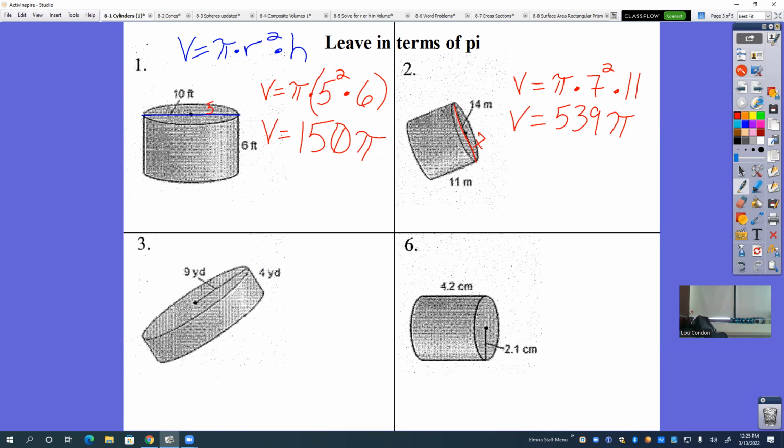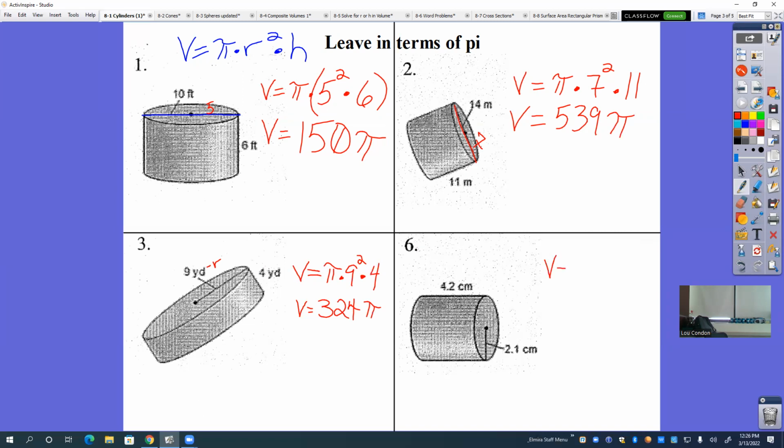Next one, V equals. This time it only goes halfway across the circle, so that is the radius. So V equals pi times 9 squared times 4. Plug that into your calculator, and you get 324 pi would be the volume in terms of pi.